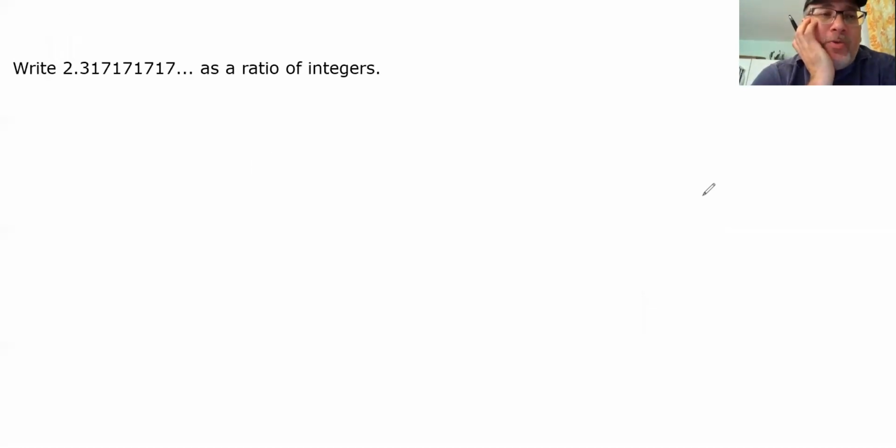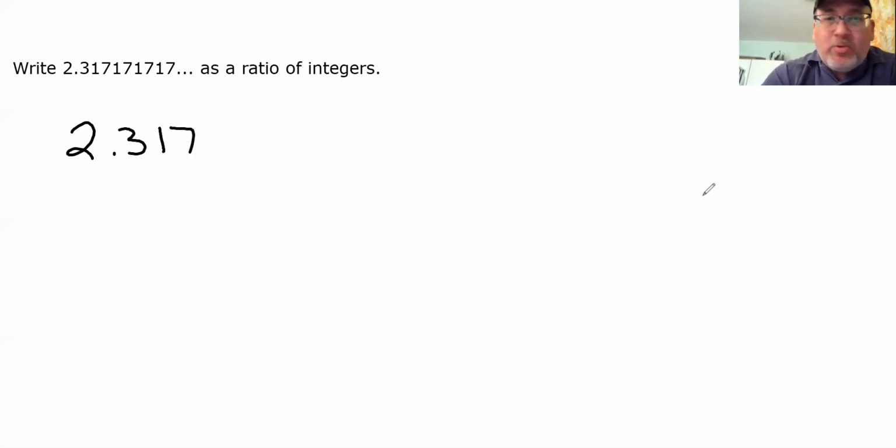Write 2.317171717 as a ratio of integers. Now, there's a couple of ways to do this. One is to view the decimal as a sum of reciprocals of powers of 10. In other words, 2 plus 3/10 plus 1/100 plus 7/1,000, et cetera, and look at each decimal individually. And another way is to look at the repeating block as a single entity. In other words, don't look at that as a 1 and as a 7, but look at it as a 17. I'm going to choose to take the single digit approach.